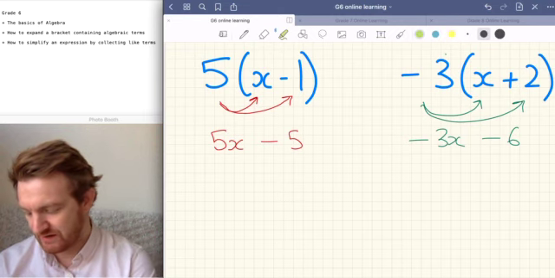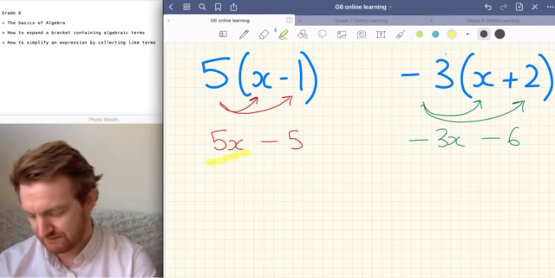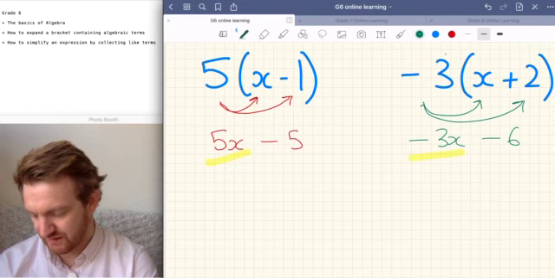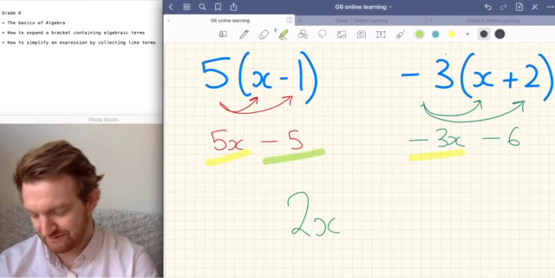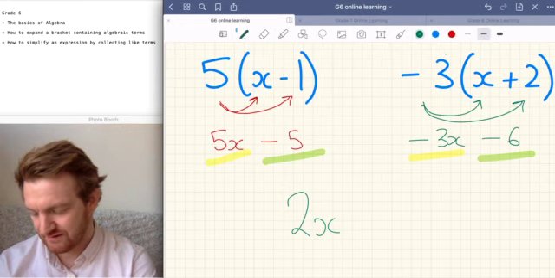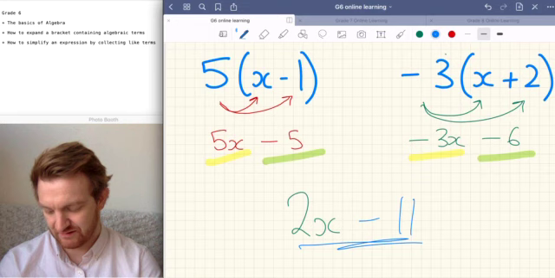Then we combine those things that are the same. 5x minus 3x is only 2x. And then finally, negative 5 minus 6. Two negatives make it more negative, and that's our answer.